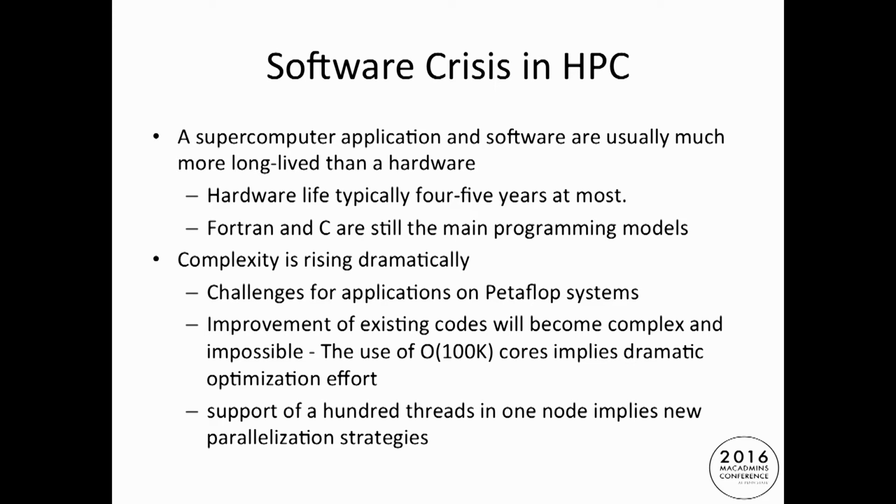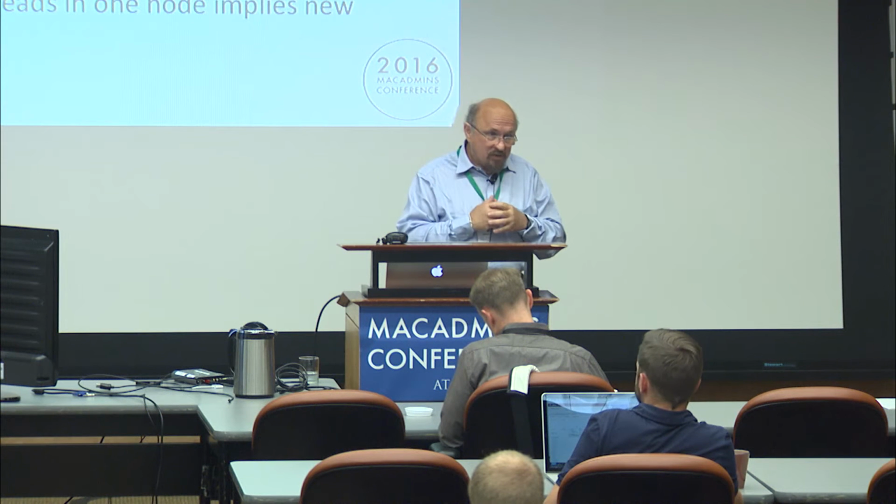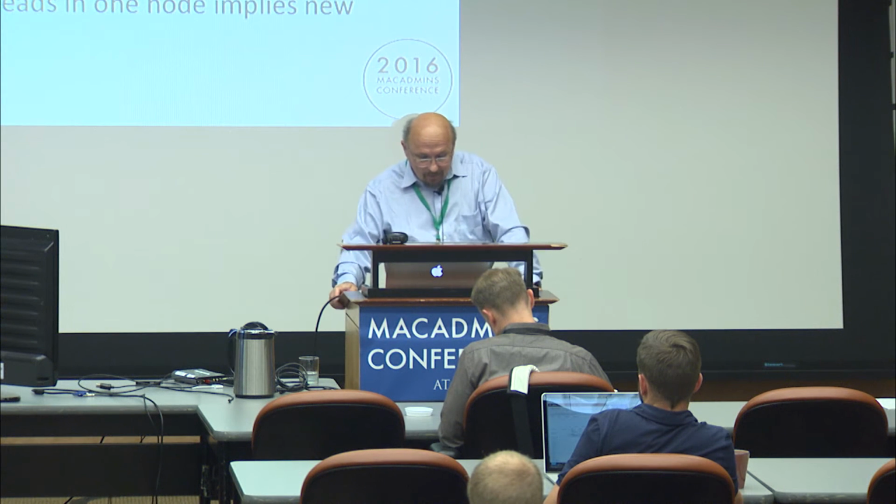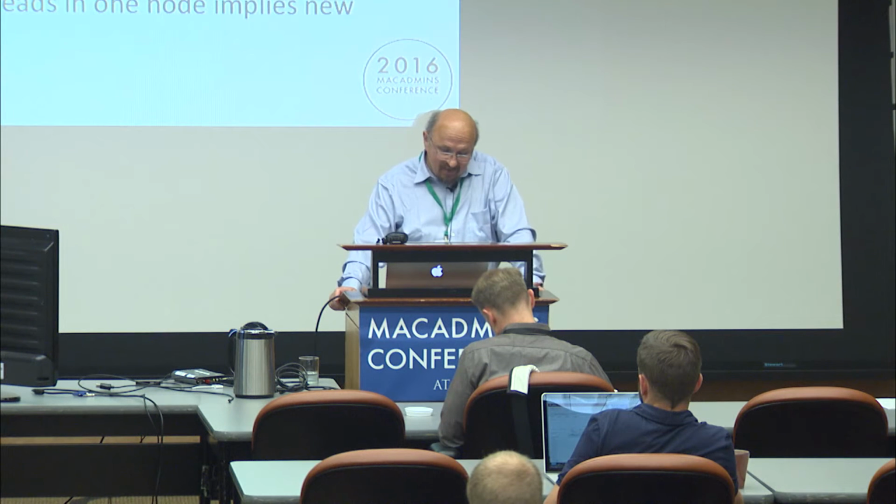So complexity is rising. We're going into the petaflop range. Anyone here care to give me a definition for petaflop? Floating point operations per second. Yeah, and then we have to support hundreds of threads in one node. That implies new parallelization strategies. There's another pun.